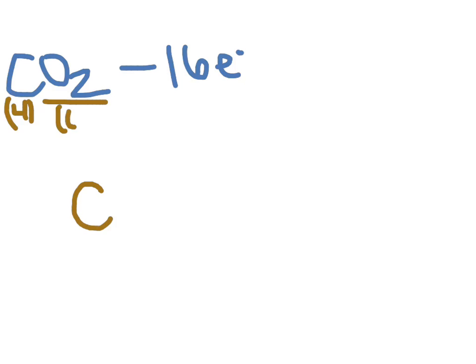This has 6 times 2, so I'll just write that for you. So 1, 2, 3, 4. Alright. O, we're going to do O in a different color. O has 6. We're going to attach it to this side. 1, 2, 3, 4, 5, 6.